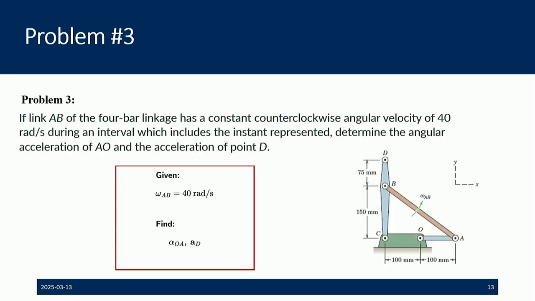So for this problem here, you have a linkage system. It's got 3 rigid bodies, OA, AB, and CD. They're linked at 2 hinges, a hinge here at A and B here. They've supplied you with the angular velocity omega AB, that's 40 radians per second. And what they want you to do is find 2 things: the angular acceleration of OA, so the angular acceleration of this rigid body over here, and the acceleration of the point D, which is up here. And all the geometry is given to you for this problem.